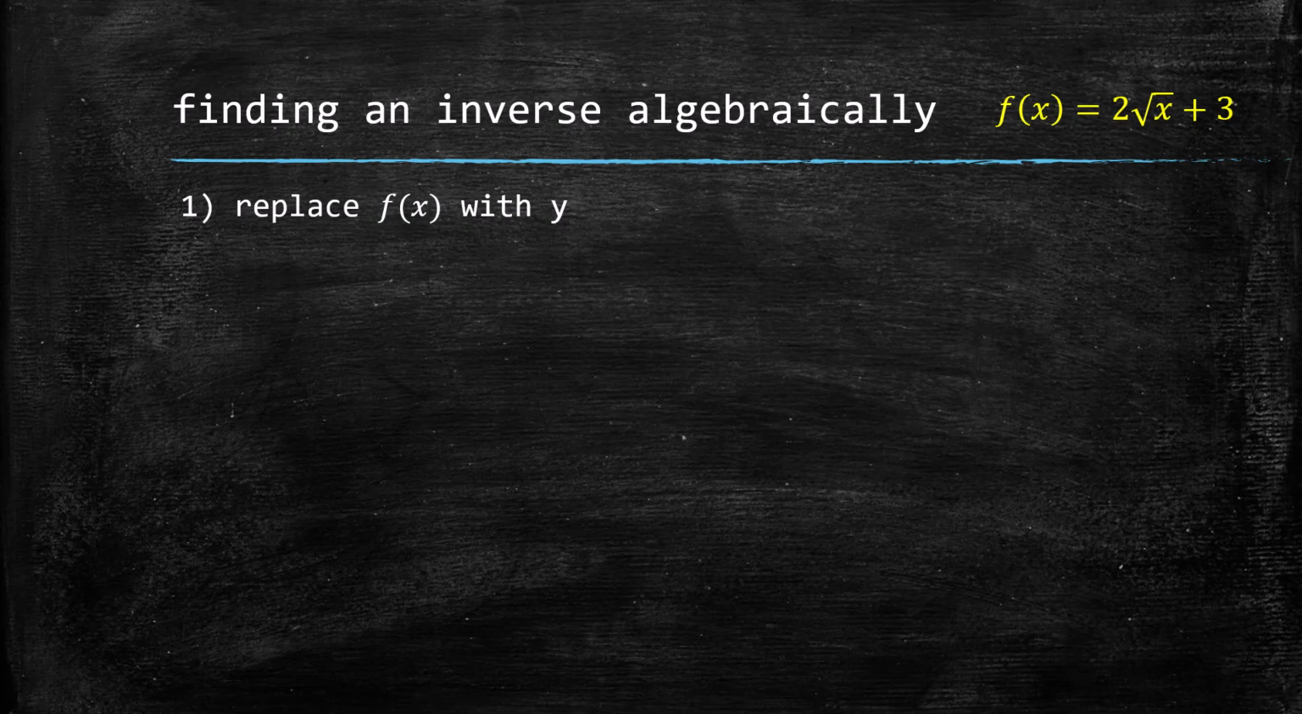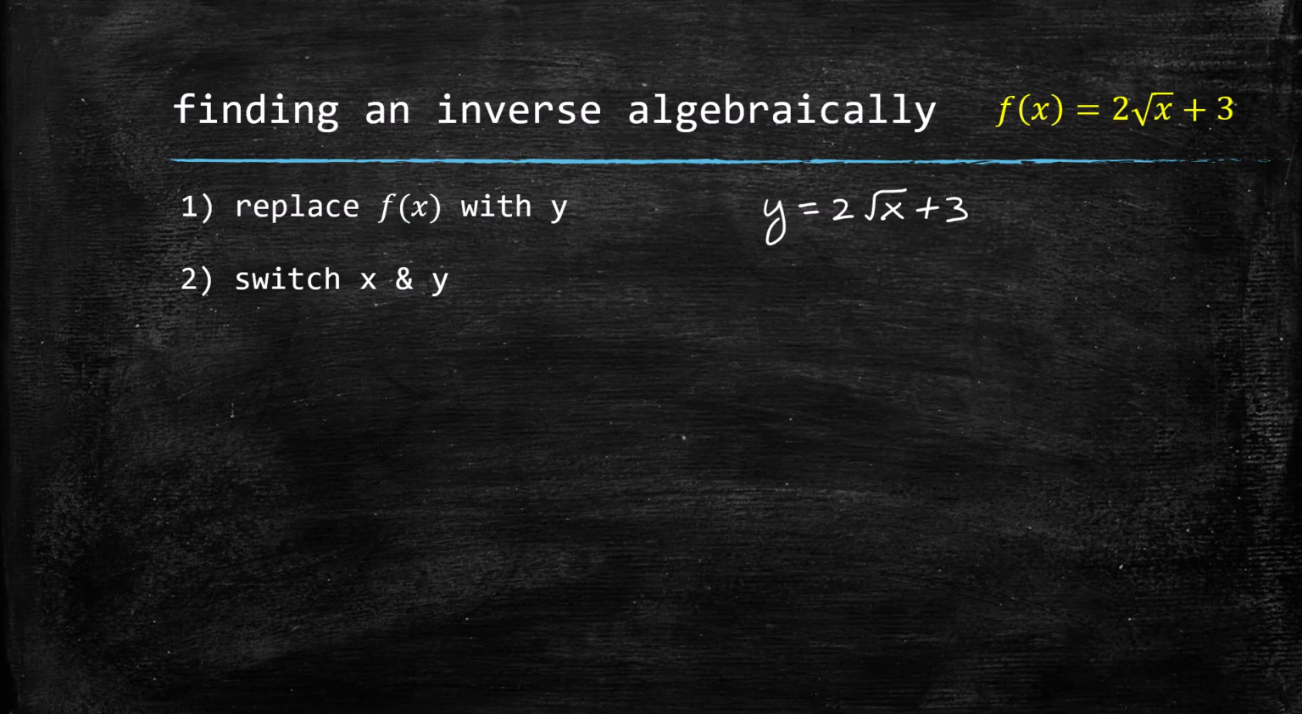The first step is to replace f of x with y. So y equals 2 rad x plus 3. And the second step is to switch x and y. The very act of switching x and y actually creates the inverse.